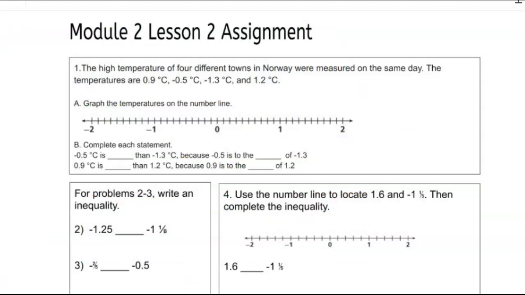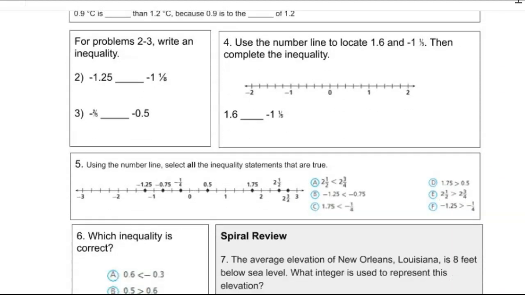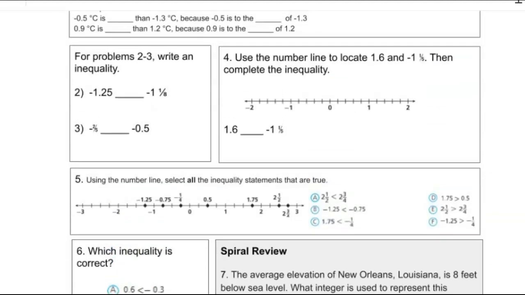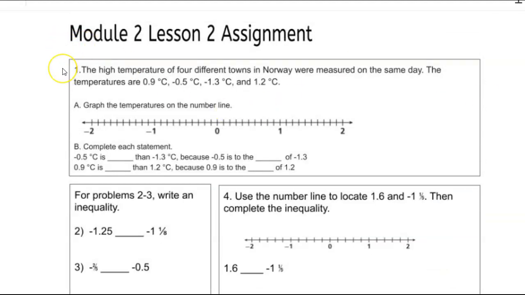That was all there was on What Do You Remember? Now this is your assignment page. This is what it looks like. You only have 9 questions on it. I'm going to go over a little bit about what they want in each section done. In part 1, you're going to take these numbers right here and put them on the number line. You're going to tell me if these are less than or greater than, and then if they're to the left or the right. So there's 2 parts in this.